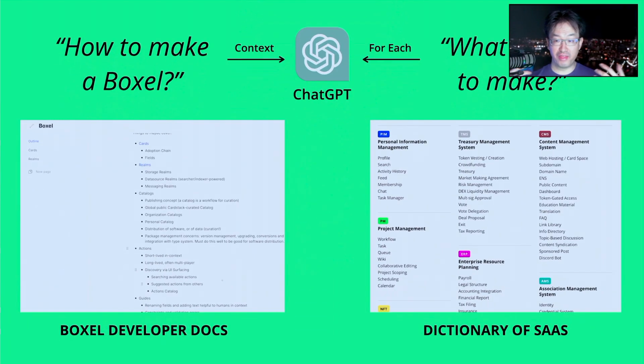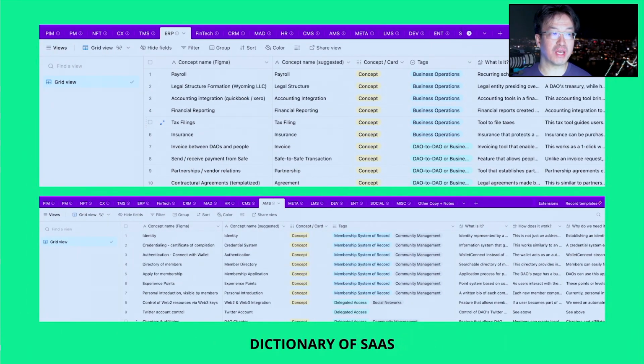So those are the two pieces of information necessary: the docs, how to make it, and what to make. And this dictionary of SaaS actually is really about language. So if you take a look at something we have been working on, which is describing all the business categories, like ERP is accounting, fintech, CRM, marketing automation, content management system, CMS, association management system for membership, dev tool, learning management system.